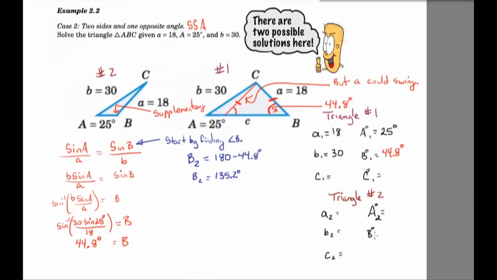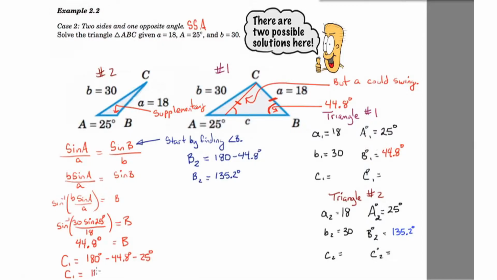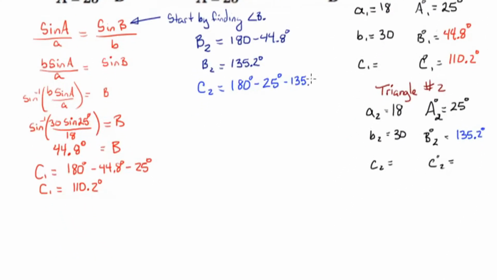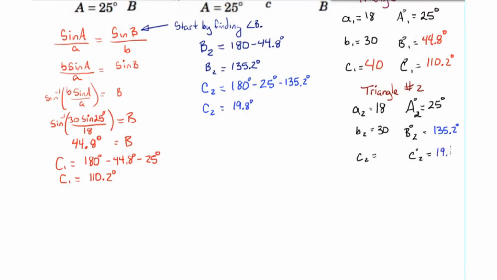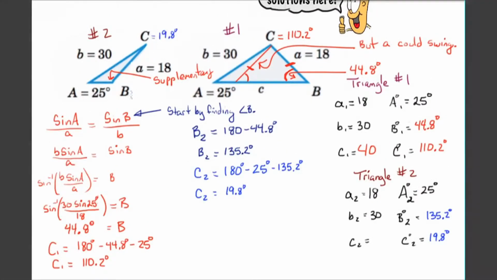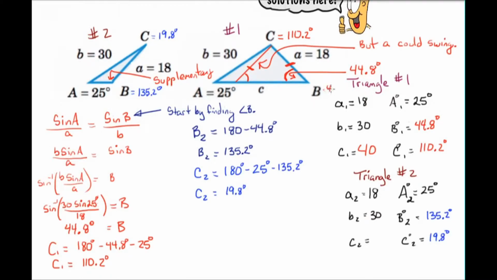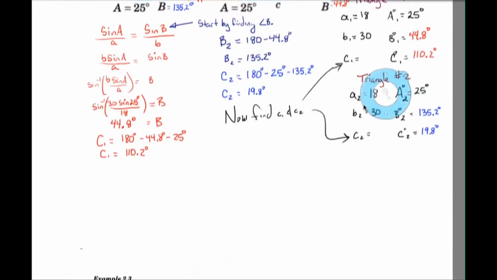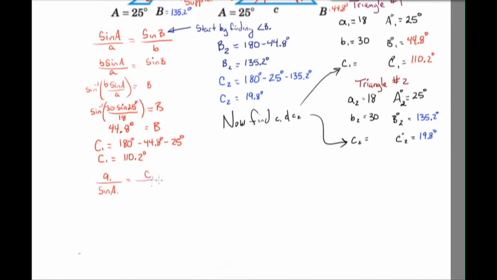I would set up the information for triangle 1 and triangle 2 so we can keep track of the different solutions that we end up getting. Because we have a different angle B, we're going to have two different angle C's as well. Once I know two out of the three angles, I can just subtract them from 180 to get my angle C. The last part is going to be finding c. So we've got C sub 1 and C sub 2 that represent the two different triangles.